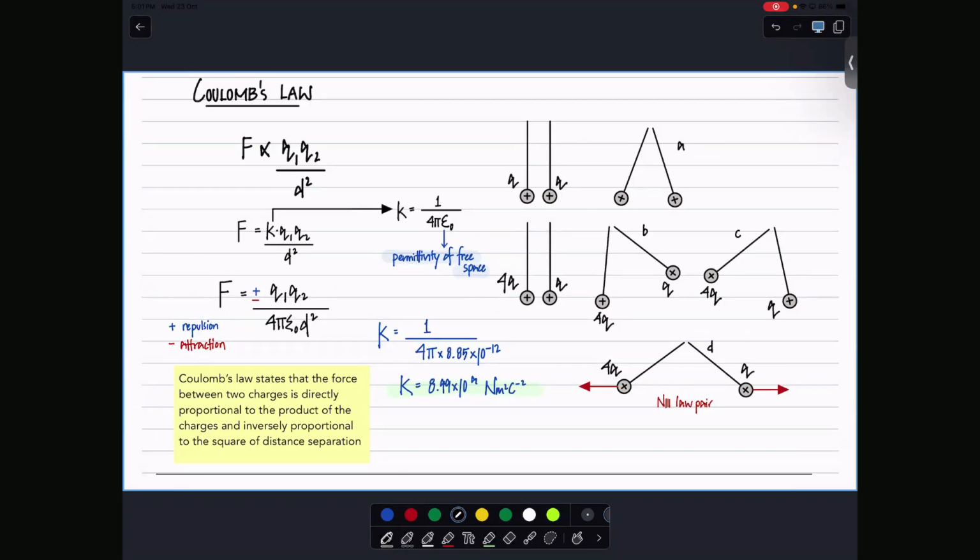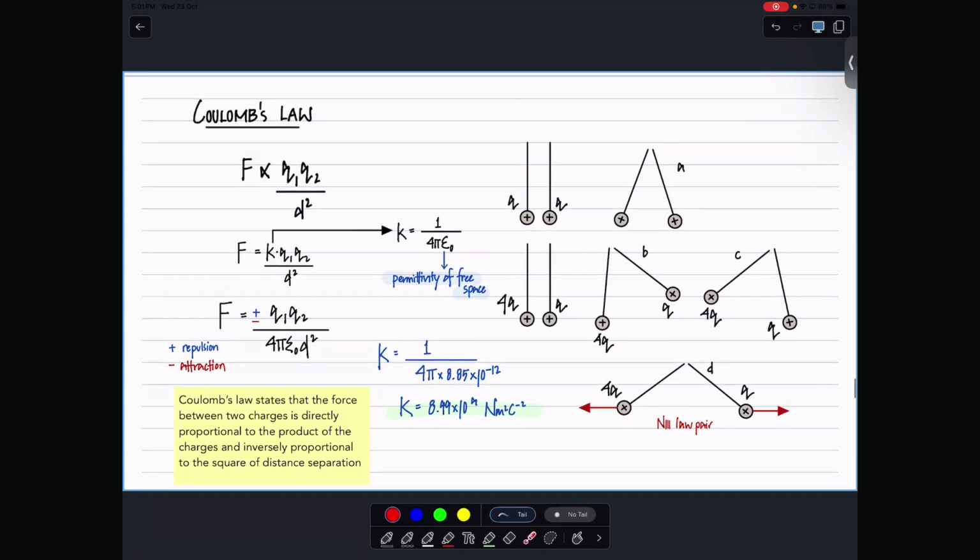So again, what will we have here? Electric field strength, right? And just a quick reminder, what was the formula for electric field strength? E equals V by D, but what is the original formula?